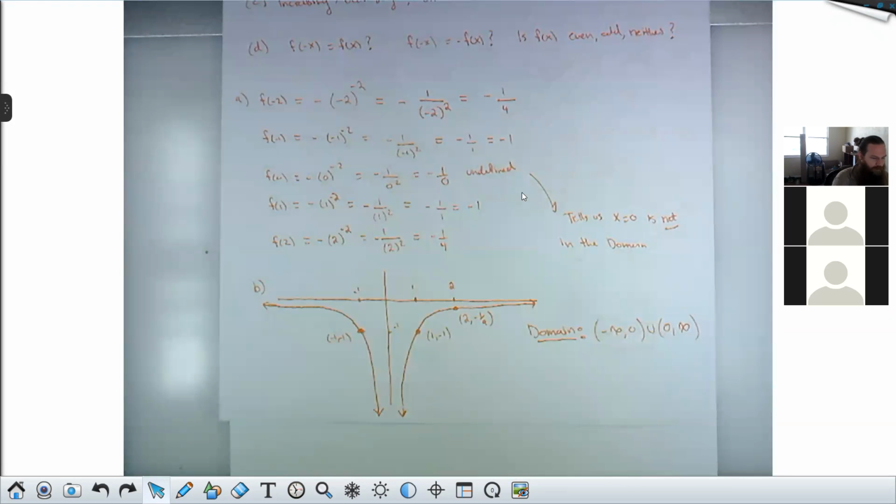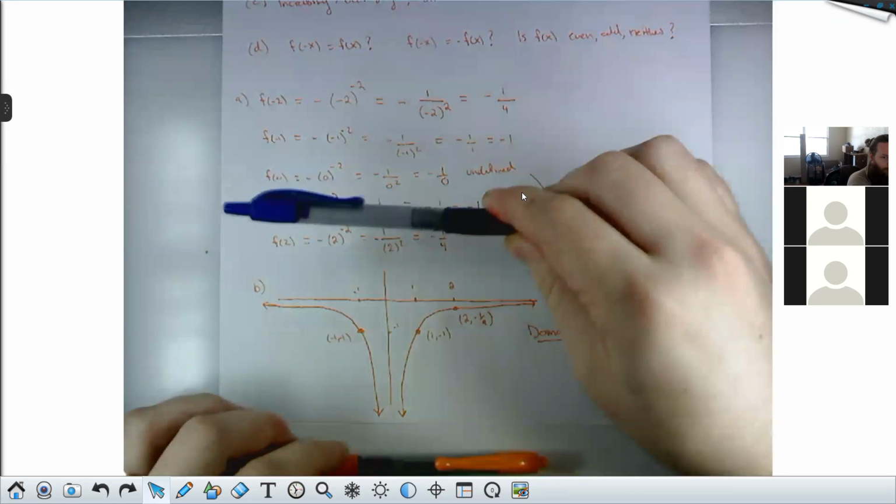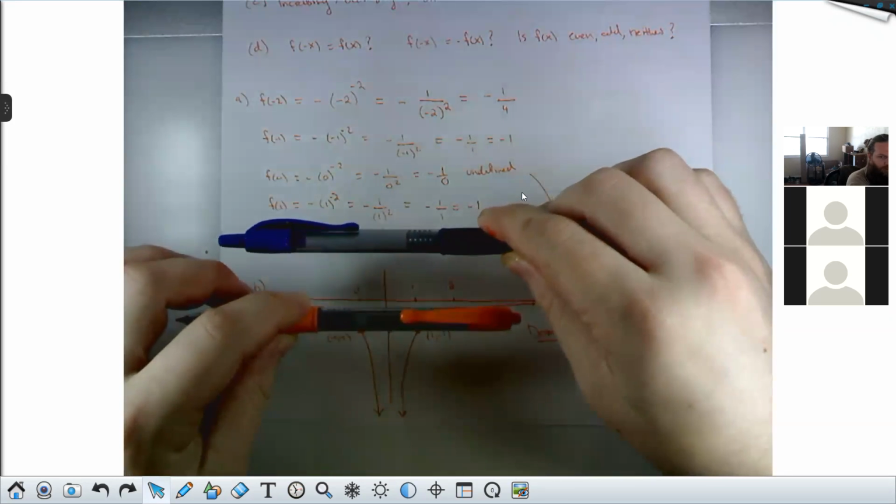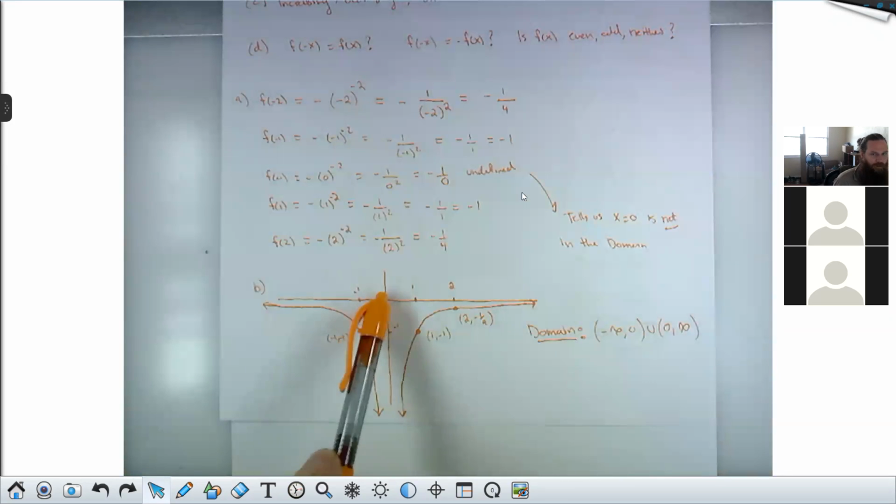And you can see that also using the squishing game, right? The smooshing game. If we were to smoosh this whole graph up onto the x-axis, the only piece that doesn't get hit is right here at 0. This piece would smoosh down to here. This piece would smoosh down to here.